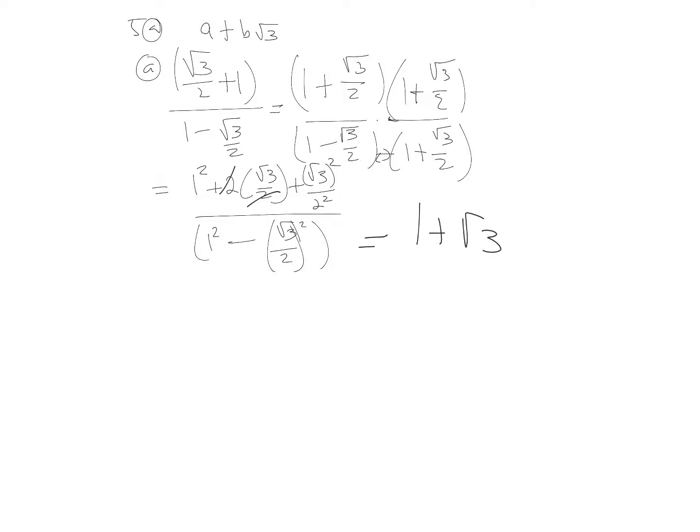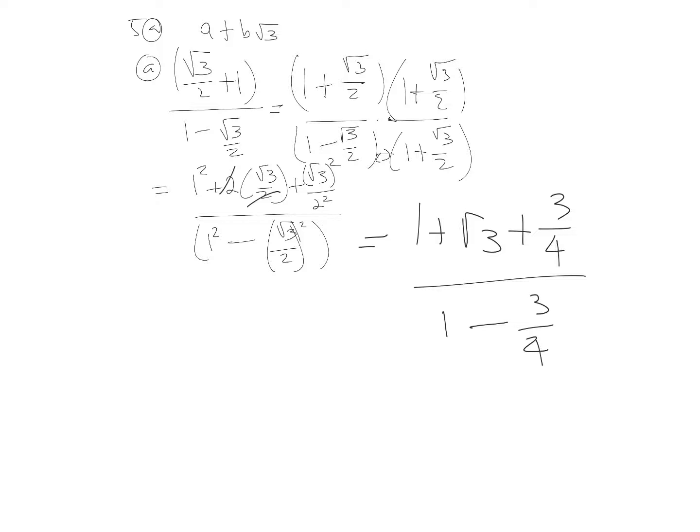And then root 3 squared is 3. 2 squared is 4. So that gives us 3 over 4. All right? The 2 squared is 4. Root 3 times root 3 is 3. And then down here, we will have 1 squared is 1 minus root 3 squared is 3, over 2 squared is 4. So that is also 3 over 4.